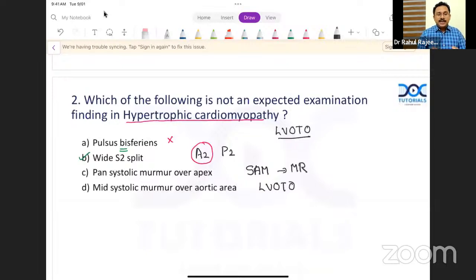Okay, so all these are expected findings except option B. I hope you are clear with that question. Let us move on to question number 3, and Vandana ma'am will be discussing.